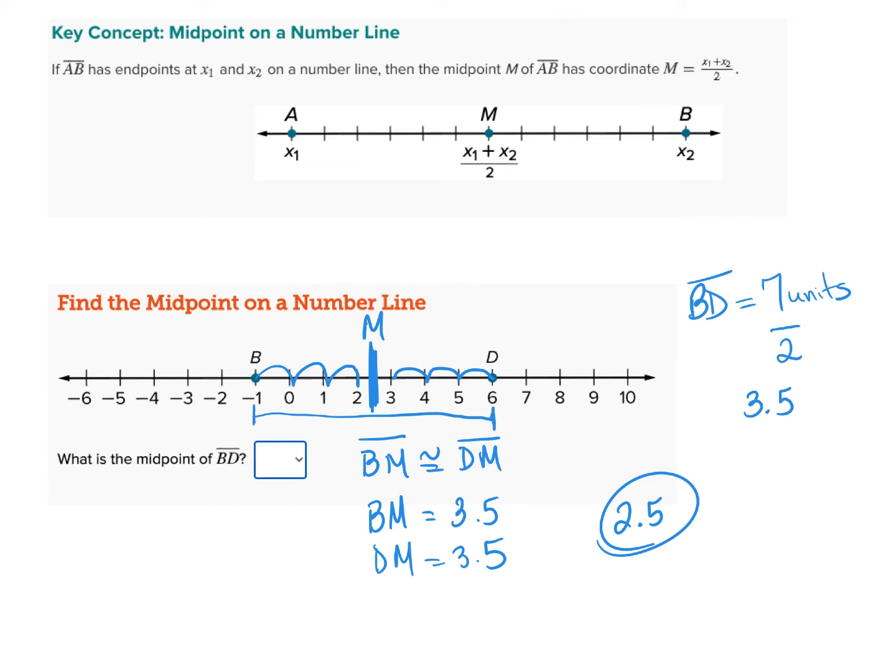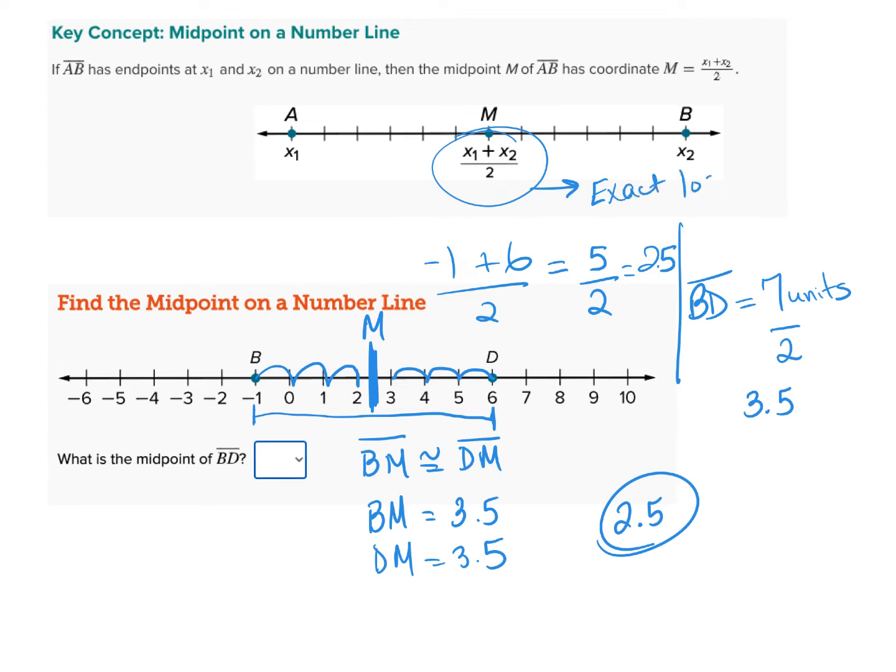Okay. The other way we could do this is based on this average formula they provide for us. So we would do -1 plus 6 divided by 2. Oh, I wrote that backwards, sorry. Okay, -1 plus 6 divided by 2. Well, negative 1 plus 6 is 5, 5/2, and when I divide 5 by 2, I get 2.5. Okay, so the formula gives us the exact location on the number line.